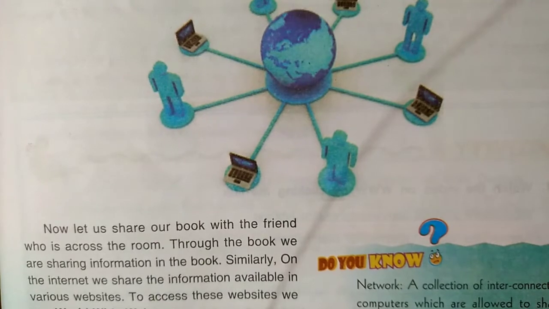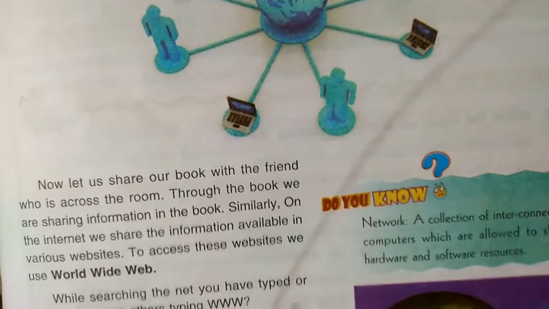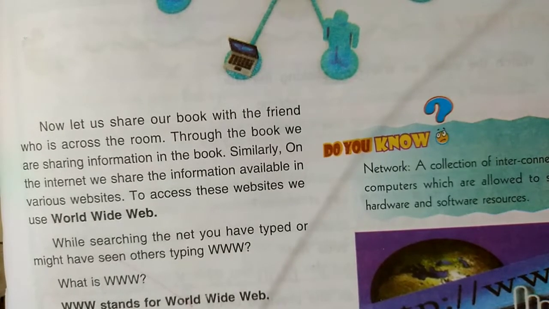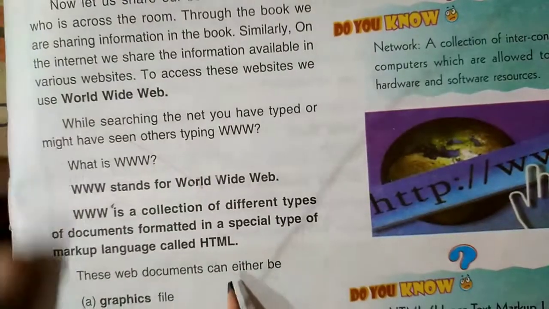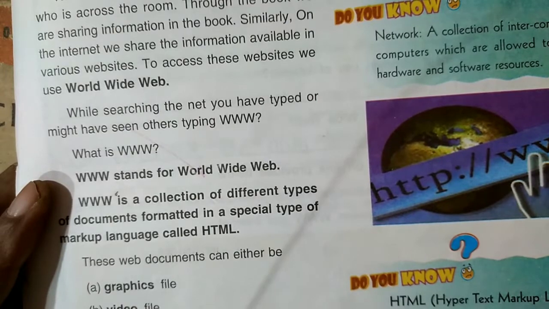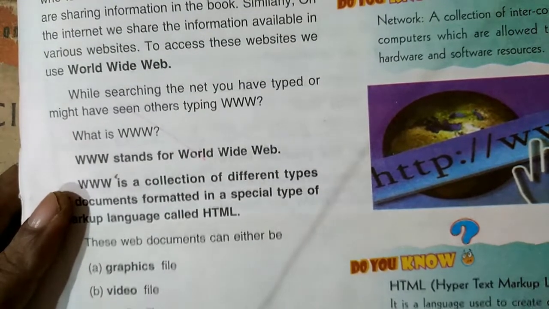To access these websites, we use the World Wide Web. What is the full form of WWW? World Wide Web. WWW stands for World Wide Web. WWW is a collection of different types of documents formatted in a special type of markup language called HTML. These web documents can either be graphics files, video files, audio files, or links to other documents. These web documents are called web pages.